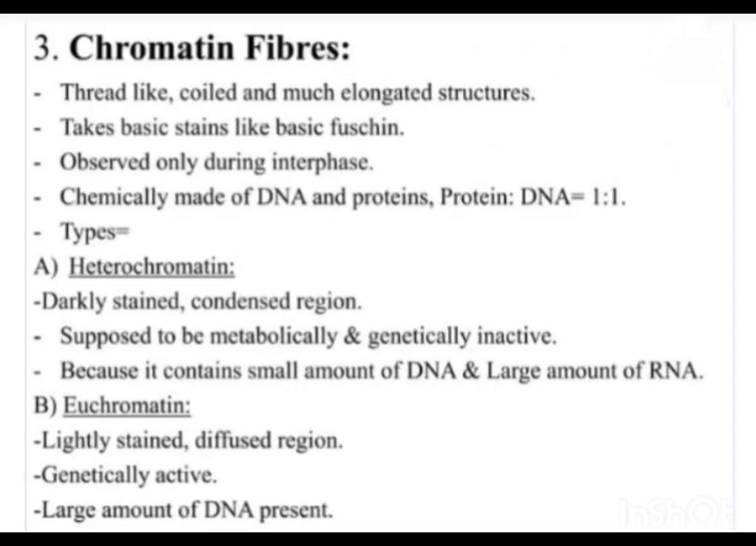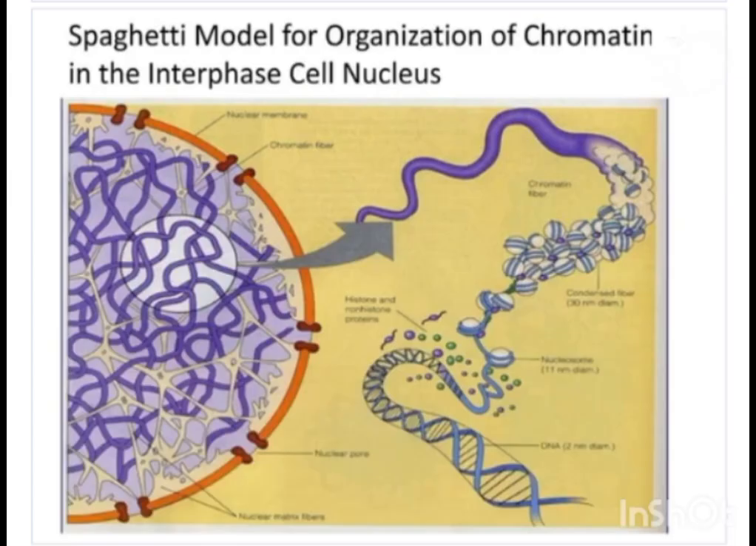Chromatin fibers. Thread-like, coiled and much elongated structures that take basic stains like basic fuchsin. Observed only during interphase. Chemically made of DNA and proteins, protein to DNA 1:1. Types. Heterochromatin: darkly stained condensed region, supposed to be metabolically and genetically inactive because it contains a small amount of DNA and a large amount of RNA. Euchromatin: lightly stained, diffuse region, genetically active, large amount of DNA present. Now we can see the spaghetti model for organization of chromatin in the interphase of a cell nucleus.